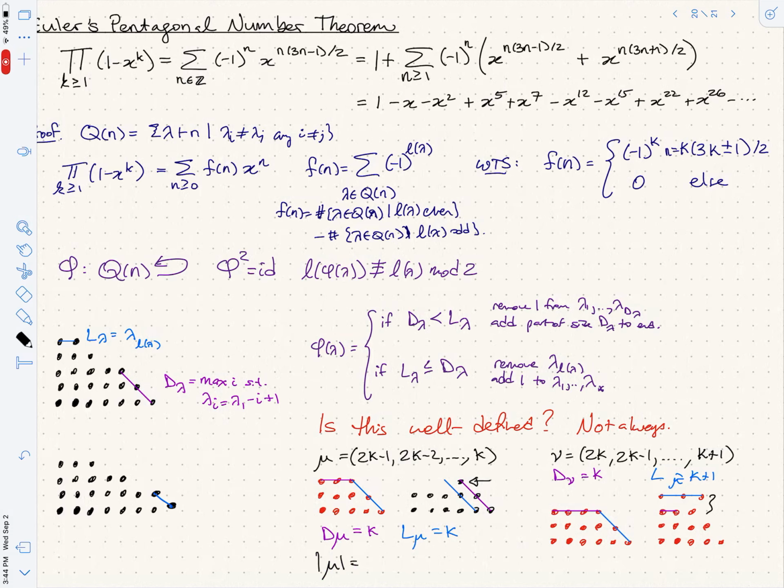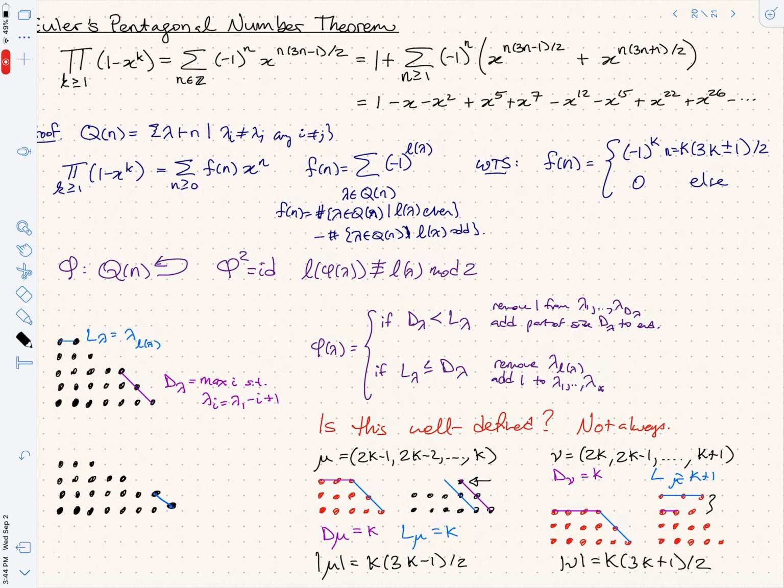And now we can ask ourselves, well, what is the size of mu? And the size of mu in this case is going to be k times 3k minus 1 over 2. And what's the size of nu? It's equal to k times 3k plus 1 over 2. And so these are what we're going to call our fixed points. So we're actually not going to define the map phi up here. We're going to define the map phi except for these two partitions. So if n is not equal to k times 3k plus or minus 1 over 2, then we'll define it. Otherwise, we're going to define the map on q of n minus mu or minus nu, whichever case applies.